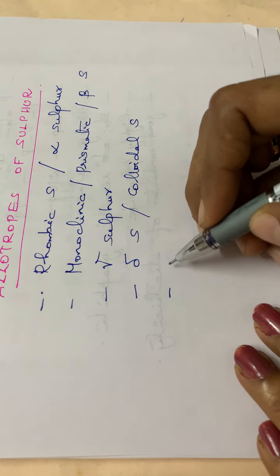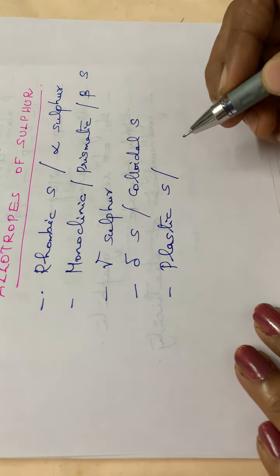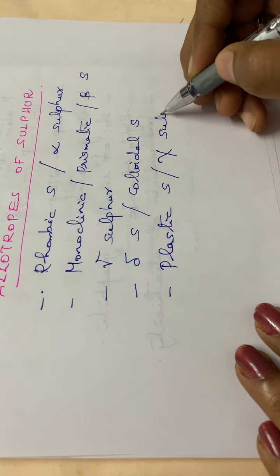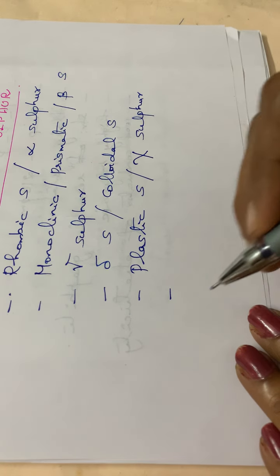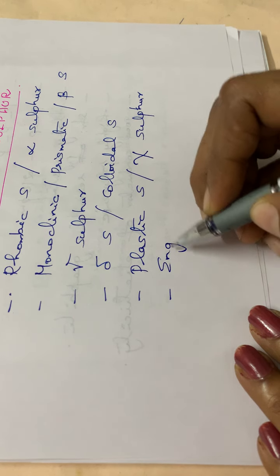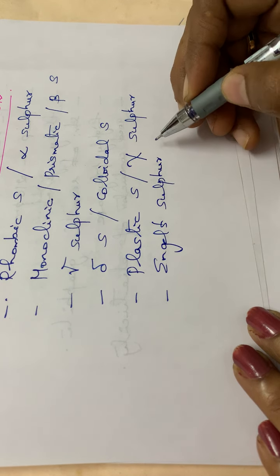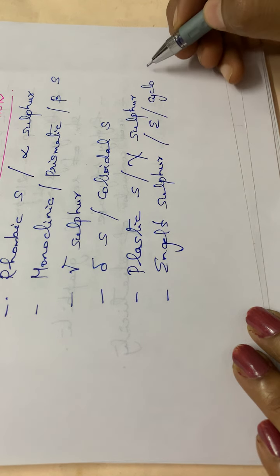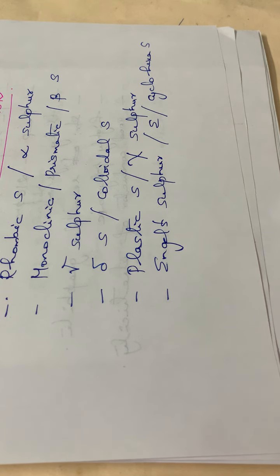Then the fifth one is the plastic sulfur or gamma sulfur. Here gamma is capital gamma. Then the sixth one is the angel's sulfur or epsilon sulfur. Angel means it is the discoverer. Angel sulfur or epsilon sulfur or cyclohexa sulfur.